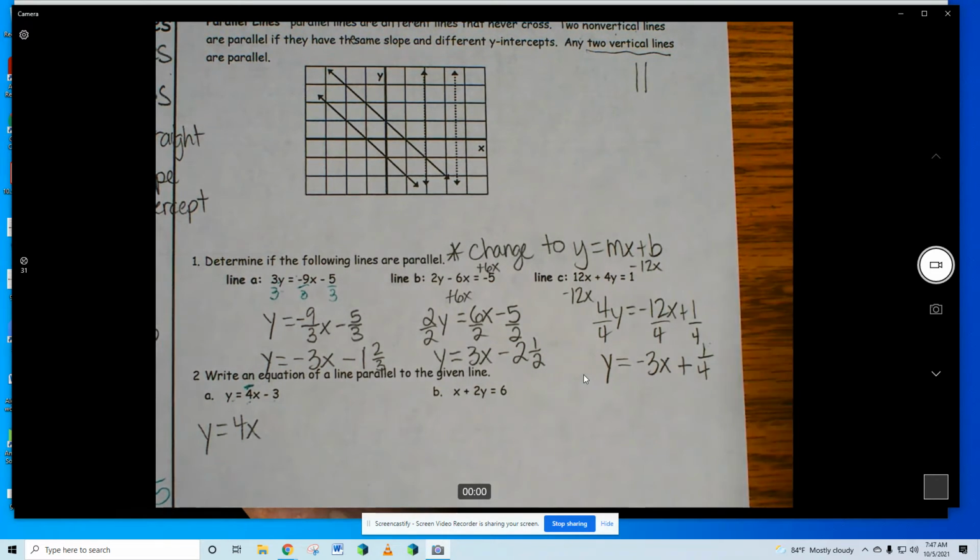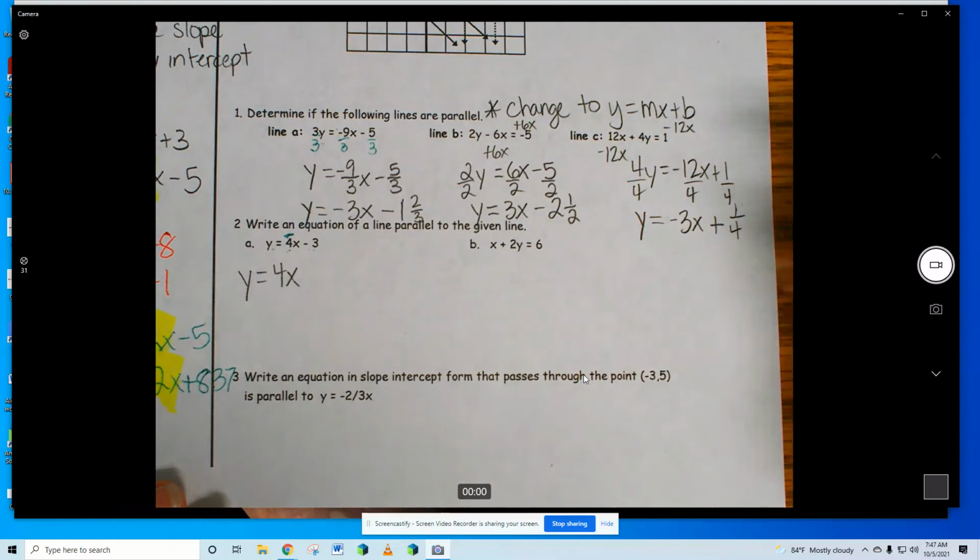And what if I left it blank? That would be y equals 4x plus 0. I could leave it just y equals 4x.